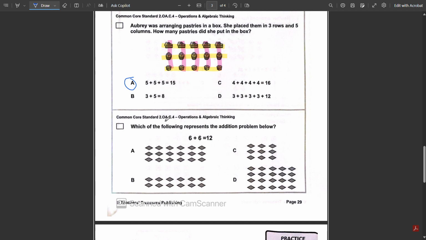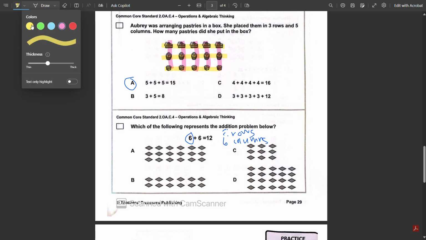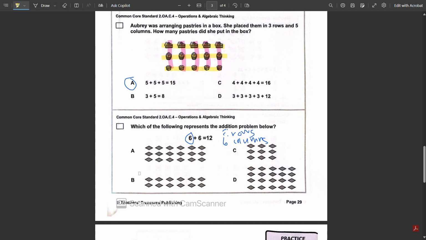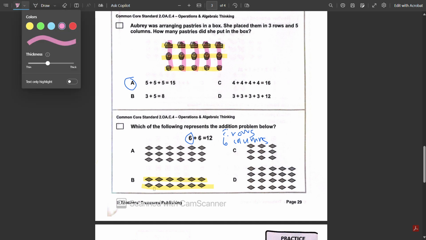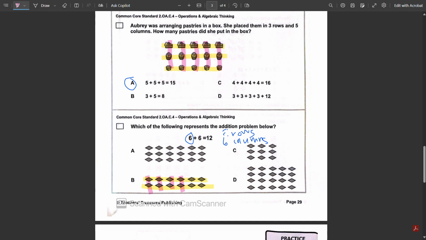Now, which of the following represents the addition problem below? So we know that there's 1, 2 6s, so there's going to be 2 rows. And we know that each one is 6, so 6 columns. Now I have to count and see which one has 2 rows and 6 columns. And by the look of it, I think it's B. So let's see. So 1, 2 rows. And then count how many columns there are. 1, 2, 3, 4, 5, 6. So yes, it is B.